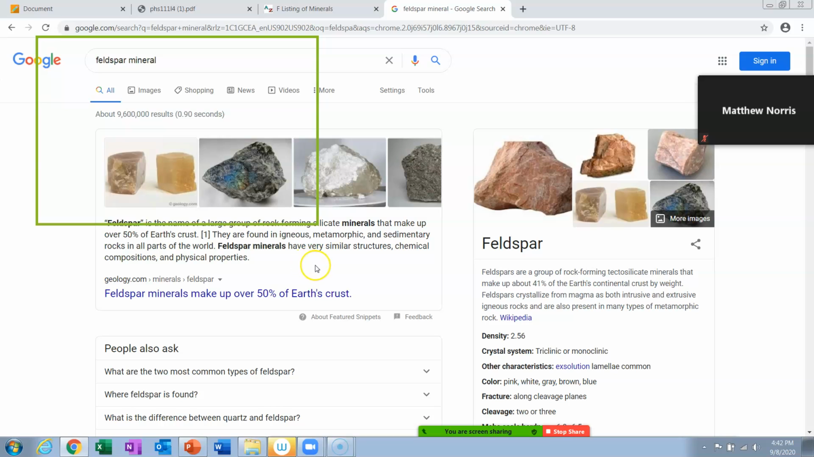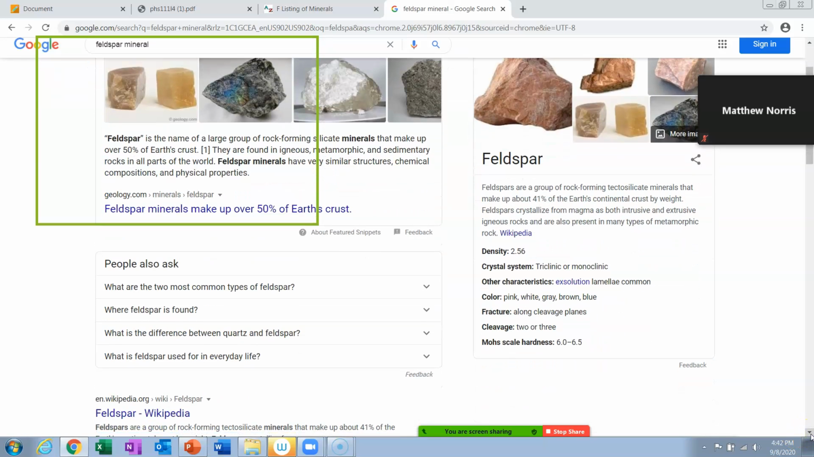All right. Now, here's why you can't find it. Feldspar is the name of a large group of rock-forming silicate minerals, you can't read all this, but it's on my screen, that make up over 50% of the Earth's crust. They are found in igneous, metamorphic, and sedimentary rocks. All stuff we talked about. Feldspar minerals have very similar structures, chemical composition, and so on. Okay? So what do we do?